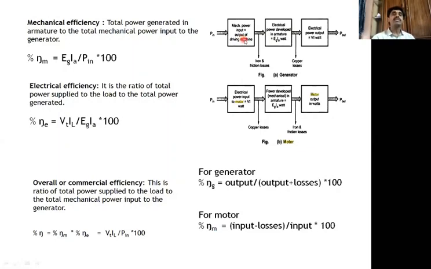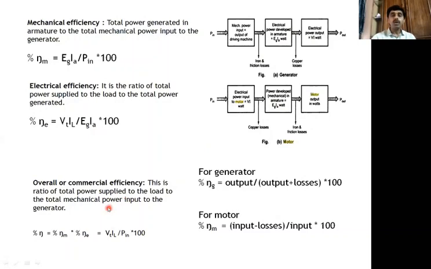What is electrical efficiency? It is the ratio of the total power supplied to the load to the total power generated. What is the output here? For a motor, this is the input, this is the output. If you take a generator, Vt into IL is the output, Eg into Ia is the input. So therefore, the electrical efficiency is equal to Vt IL by Eg into Ia. So here you will get mechanical efficiency, here you will get electrical efficiency.